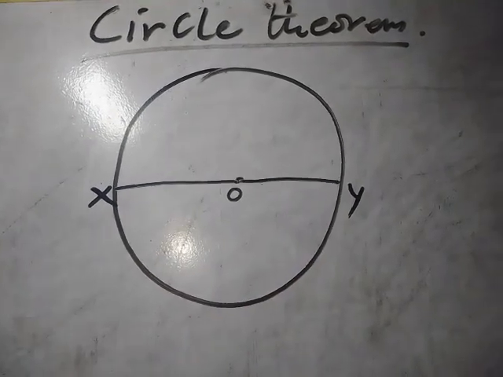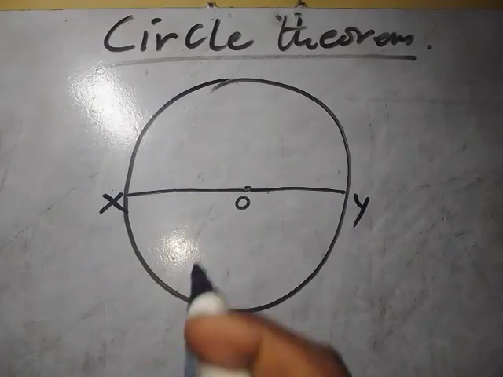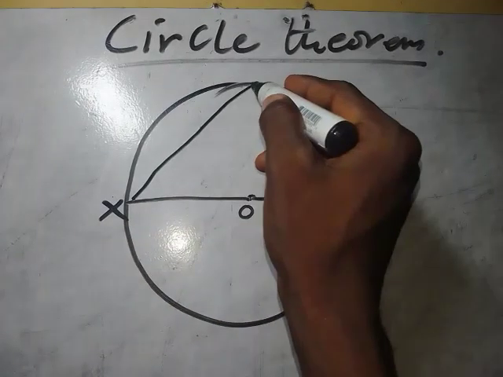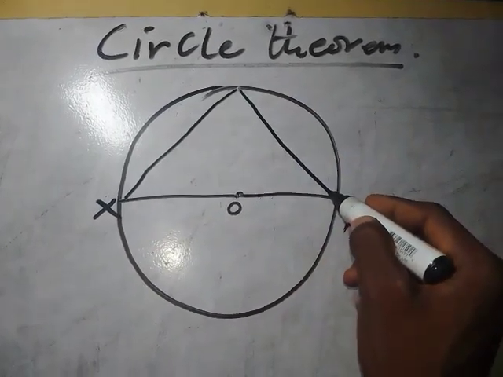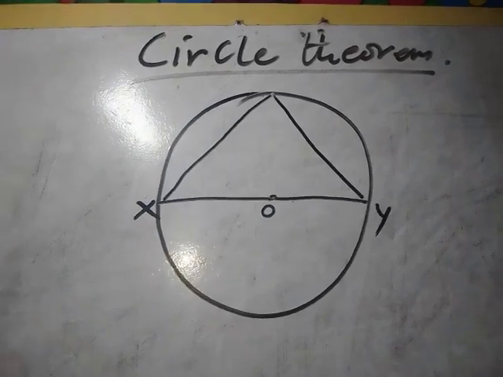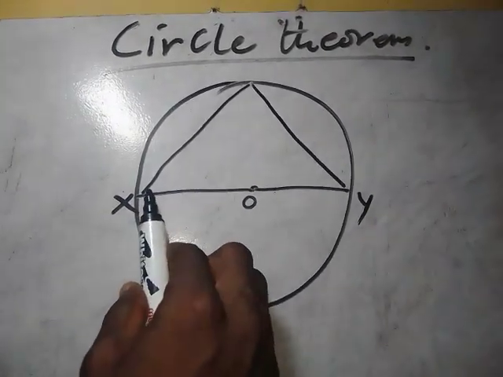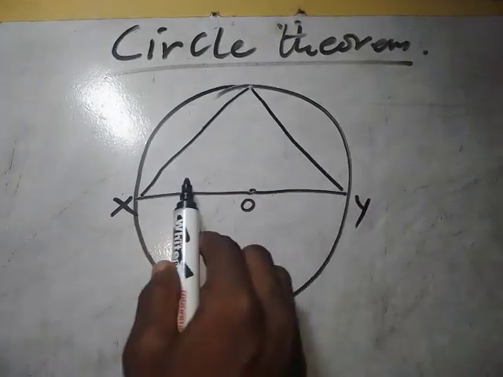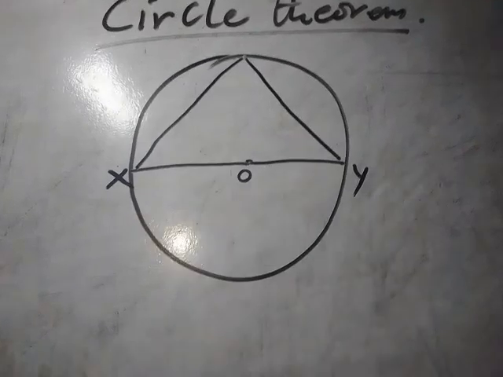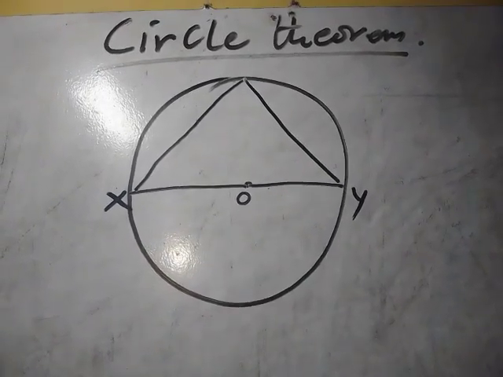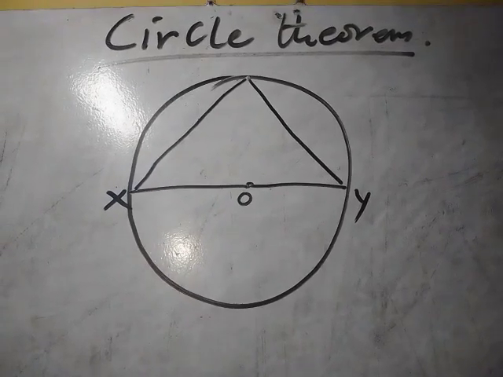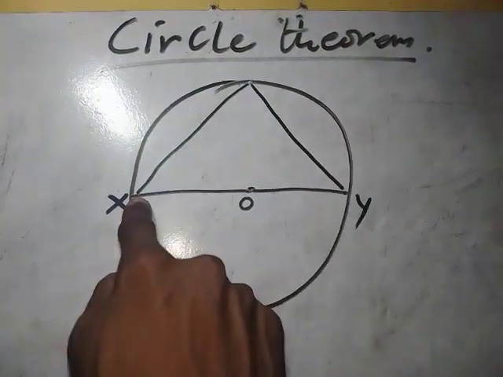Angle in a semicircle. Now, if I draw something like this, from here to this place, I call this a sector. I draw from here to this entrance. Now, this is two sectors crossing the diameter. And this is angle in a semicircle is a right angle.